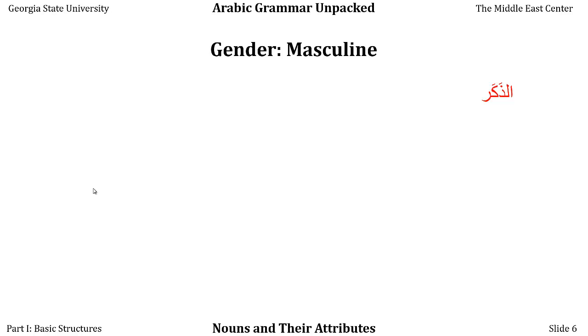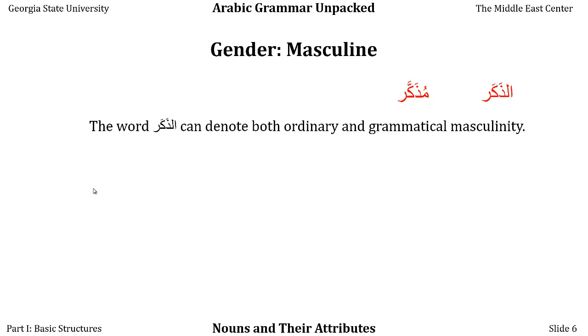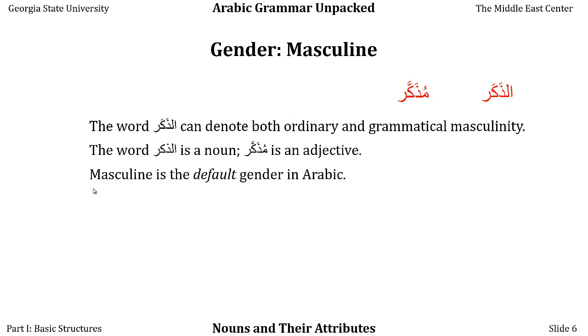Let's begin with masculine, which is the default gender in Arabic. Al-dhakar is the word for the masculine gender. The adjective we use to describe the noun is mudhakkar. The word al-dhakar can denote both ordinary and grammatical masculinity. The word dhakar is a noun, but mudhakkar is an adjective, and that's how we'll refer to the nouns.